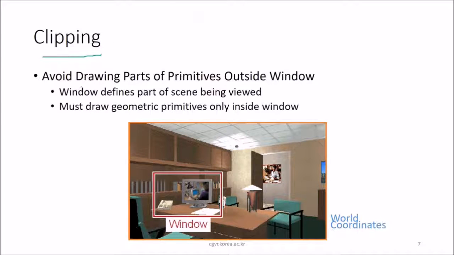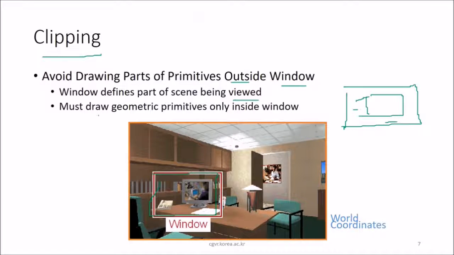So as I suggested earlier, clipping means to avoid drawing parts of primitives outside the window. The window defines the part of the scene being viewed. If this is a window, we want to see only that part which is in the window. We want to clip everything outside it. And we must draw geometric primitives only inside this window. These are the world coordinates right now.